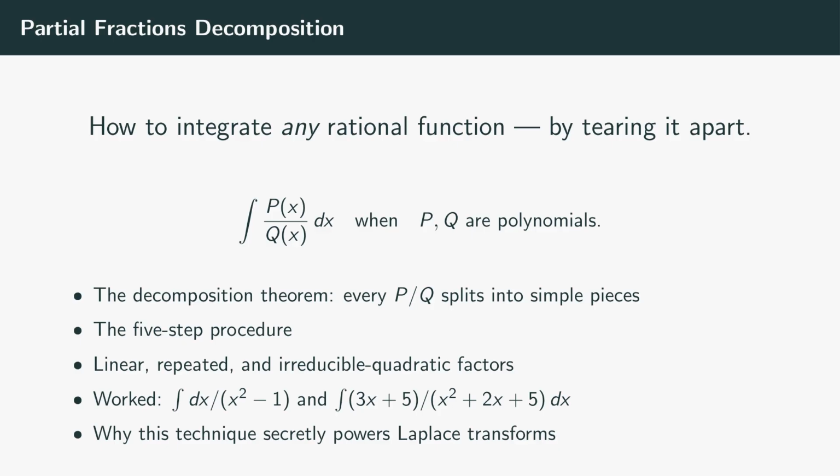But there is a remarkable algebraic fact. Every such function decomposes into a sum of very simple pieces. And every one of those pieces is an integral you already know how to do, either a logarithm, a power, or an arctangent. So the strategy is decompose, then integrate piece by piece. Today we'll cover the full 5-step procedure, then work 2 examples end to end. By the end, you'll be able to integrate any rational function on Earth.